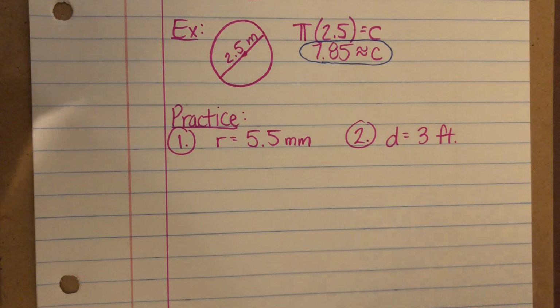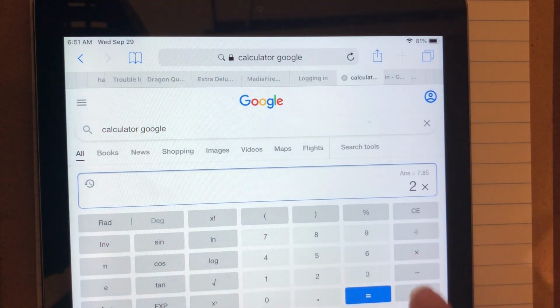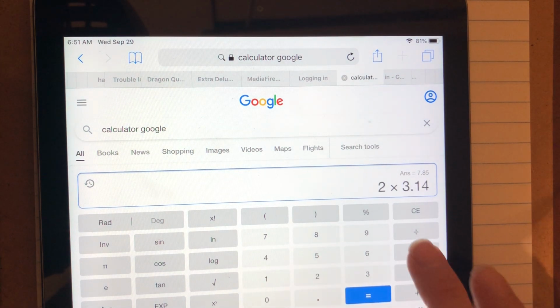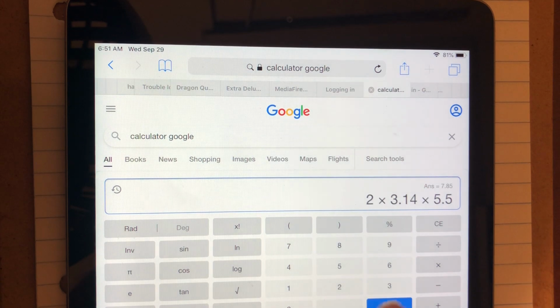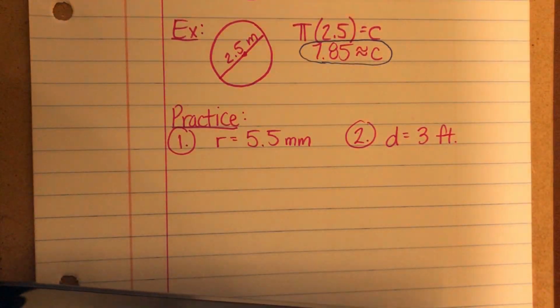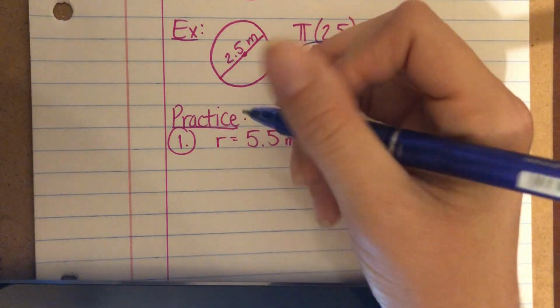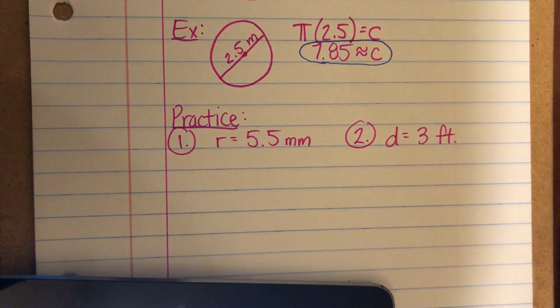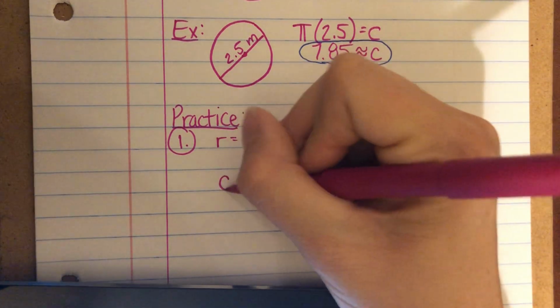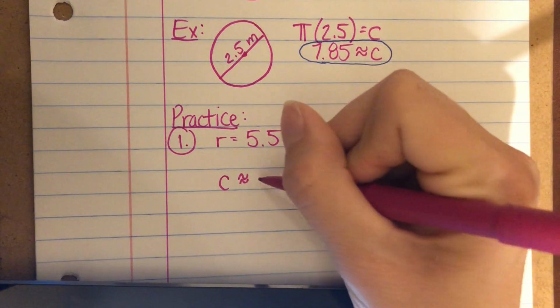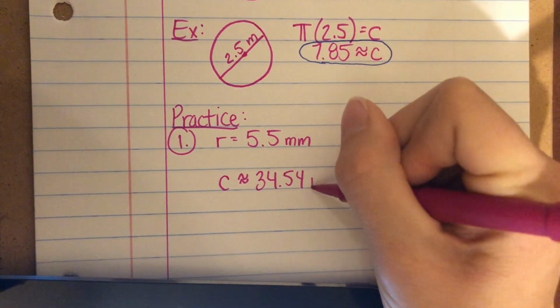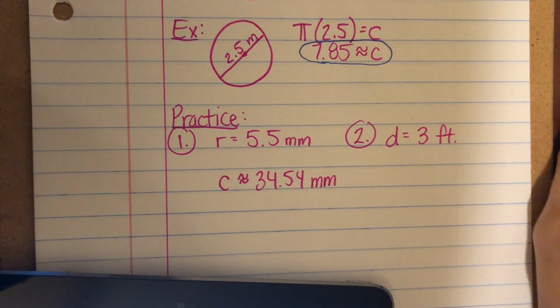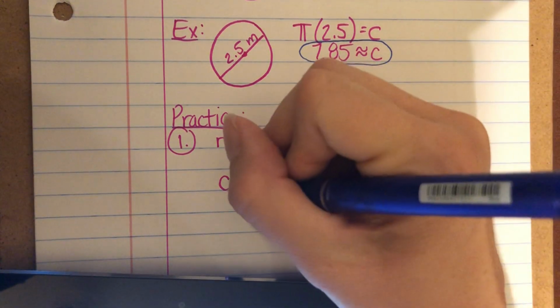All right, so let's make sure we're good. So the first one we had a radius, so it's 2 times 3.14 times 5.5. If you are using the pi button, your answers might be slightly different than mine. That is really okay. That's going to happen. That's why we always say that the circumference is approximately 34.54 millimeters.